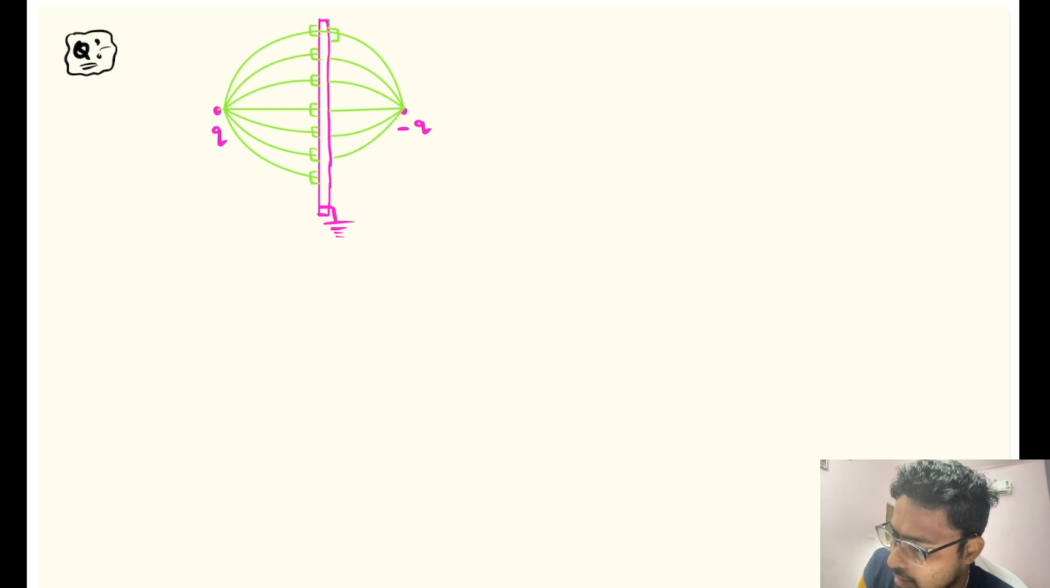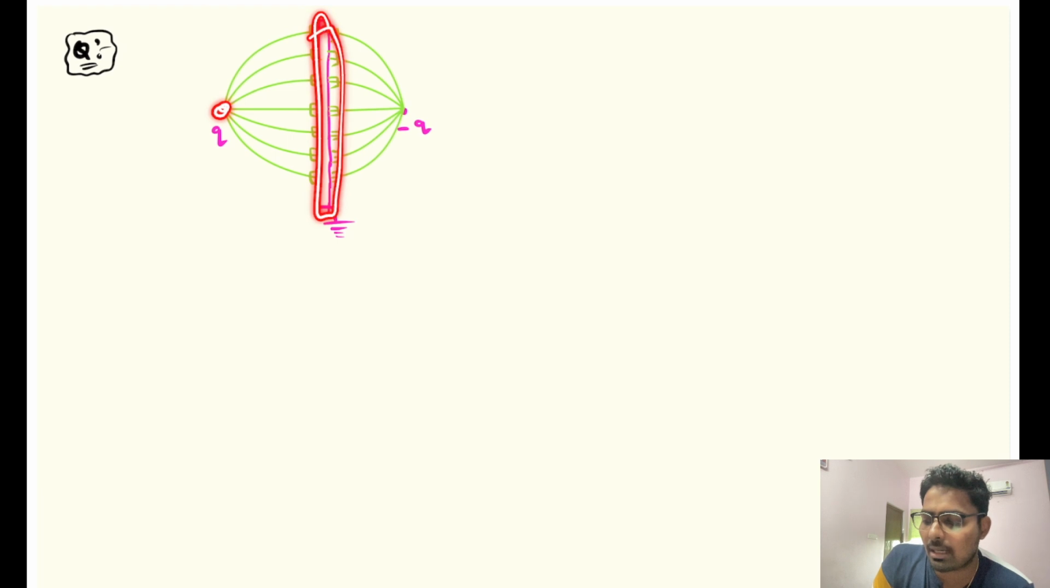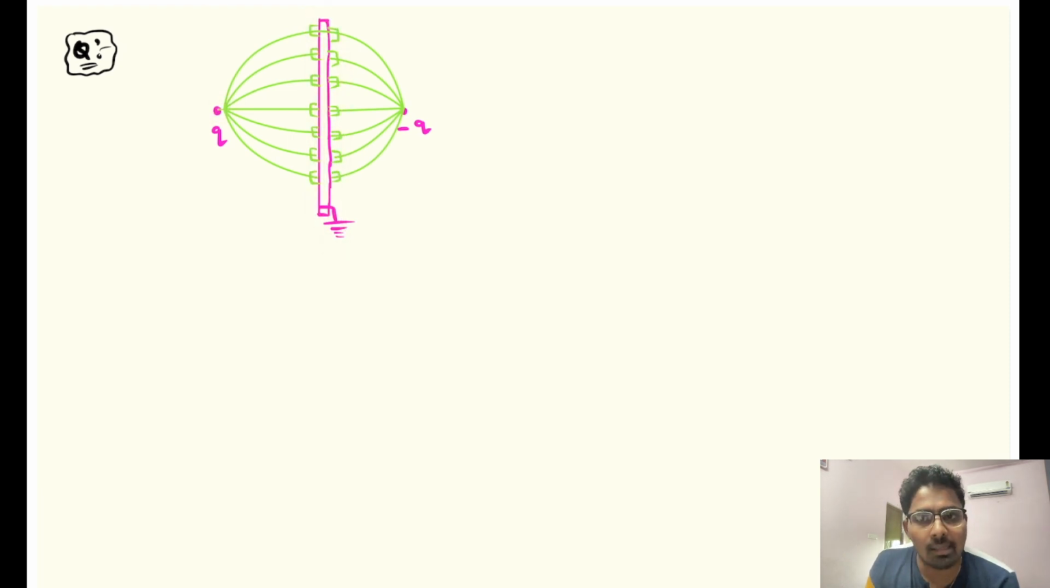Now if you understand the previous system they have given, I have converted the previous system, which is basically a point charge and a grounded conductor, into something equivalent: a plus q charge and a minus q charge symmetrically kept about the conductor. Let's say this distance is d, and this distance is d. Now as I already said, this is an equivalent system.